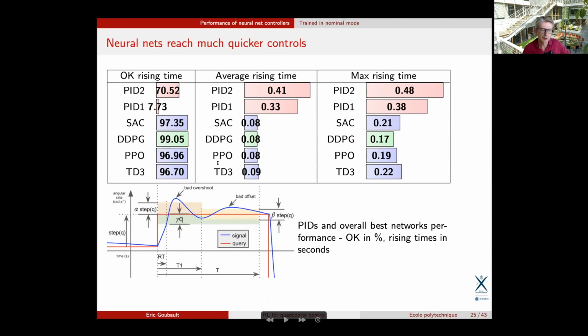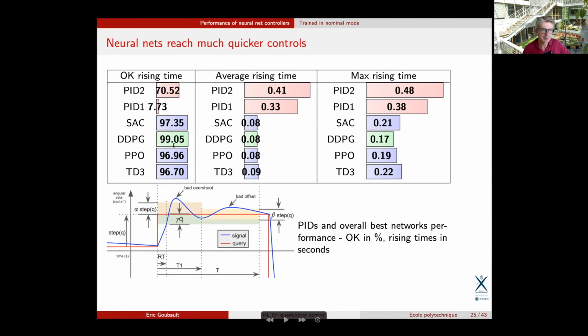So in this table, I'm going to show you, you'll always have the green numbers, which are the best ones, the blue ones, which are going to be the second best, almost as good controllers, let's say, and the red ones, which will be the much less good ones. So you can see that with respect to rising time, as you can expect, the neural net controllers are much better. They give you much quicker control.